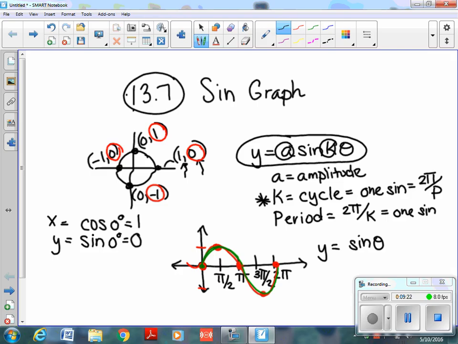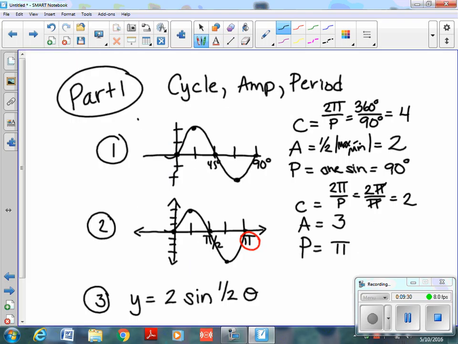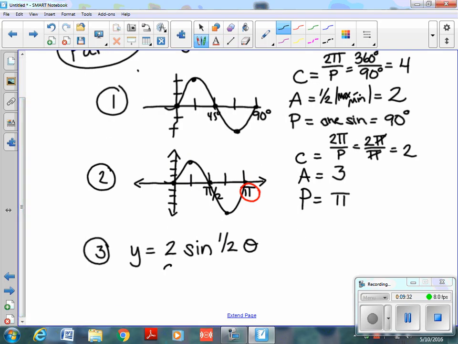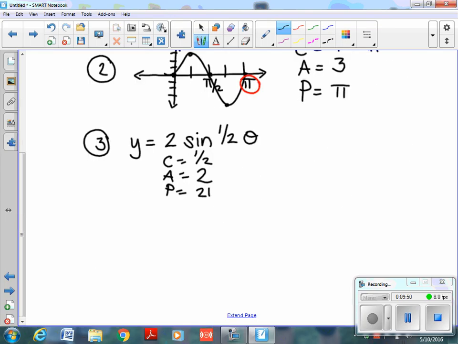And how do you find the period? You're just going to take 2 pi divided by the k. So if they give you an equation, all you have to do is find the amplitude, cycle, and period. The amplitude is the number out in front. It's 2. Remember, amplitude means height. The k is the number in front of the theta, which is 1/2. And the period is 2 pi divided by k, which stands for the cycle, which is 2 pi divided by 1/2.